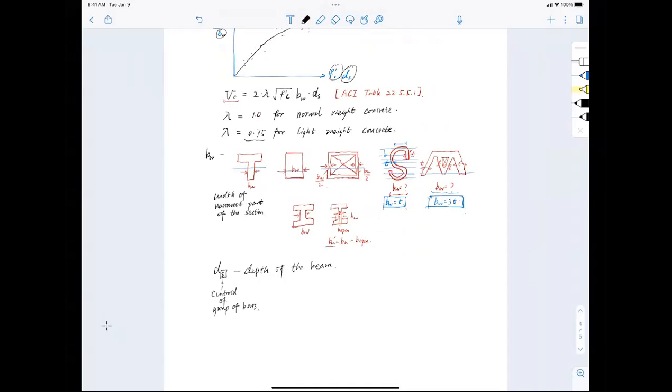All right, but one side note. Oftentimes, of course, I forgot F prime C is the compressive strength of the concrete. So compressive strength of concrete. Okay, compressive strength of concrete, of course.